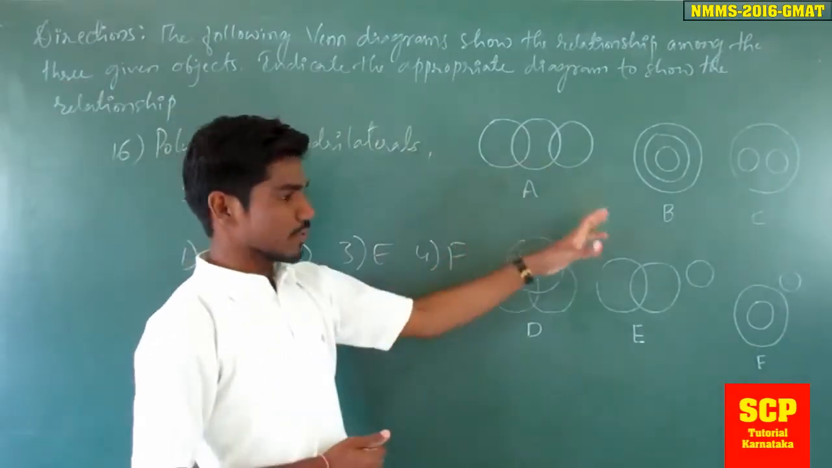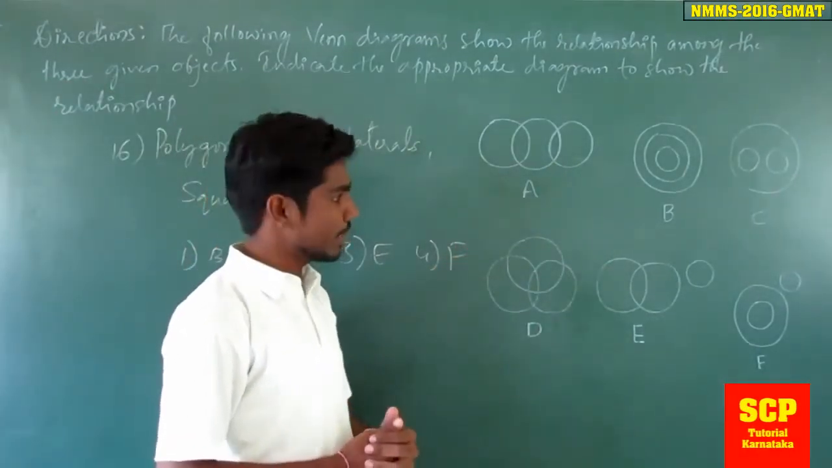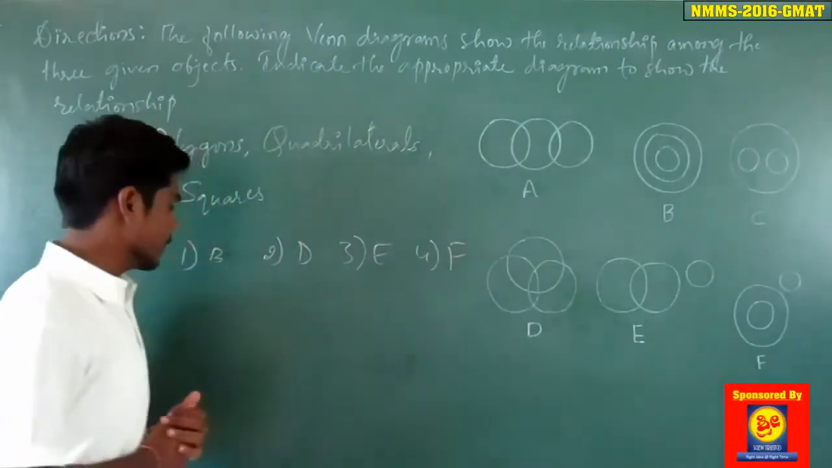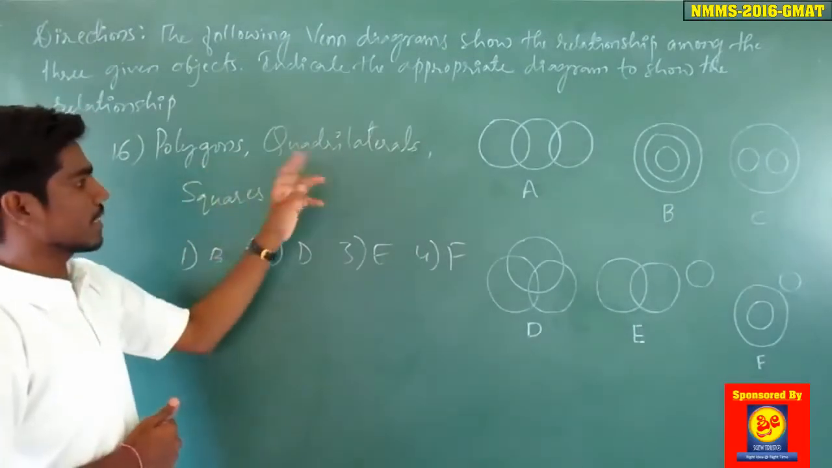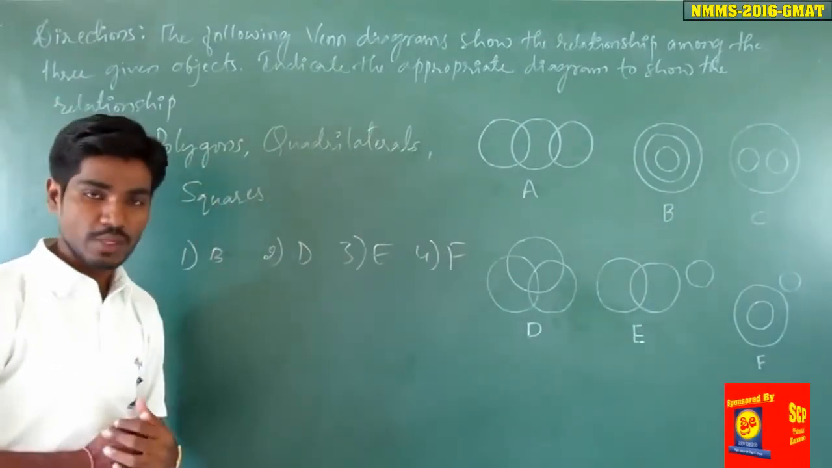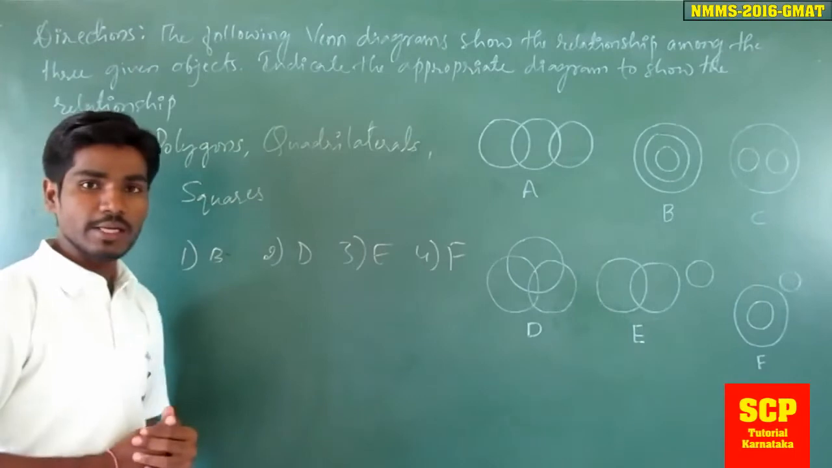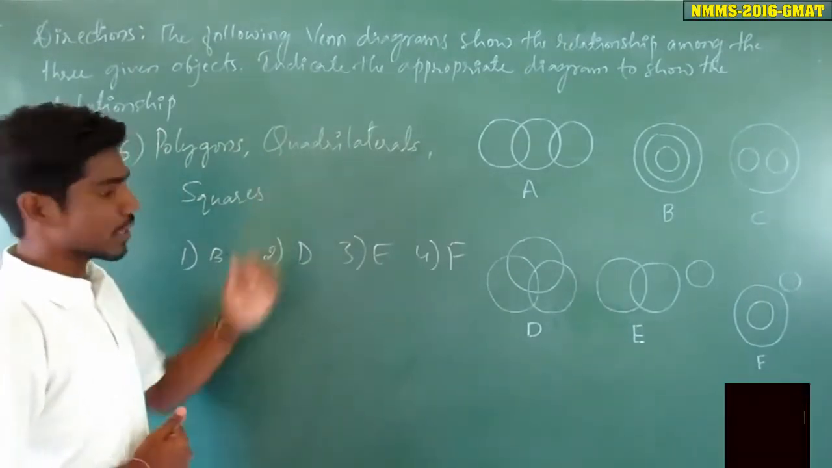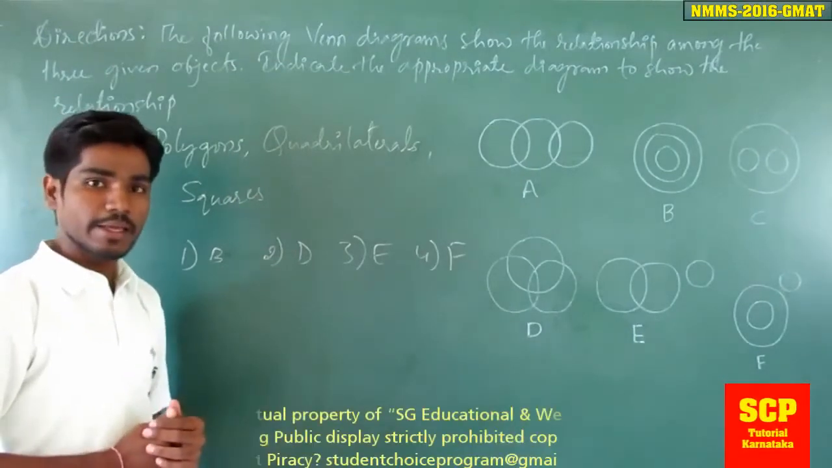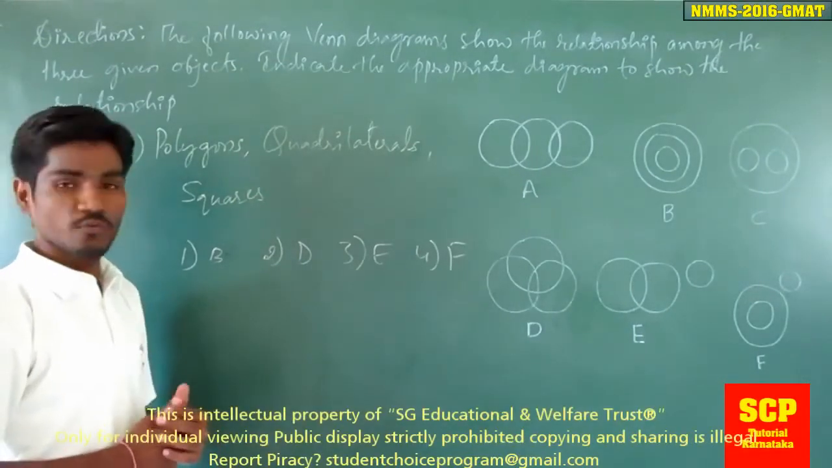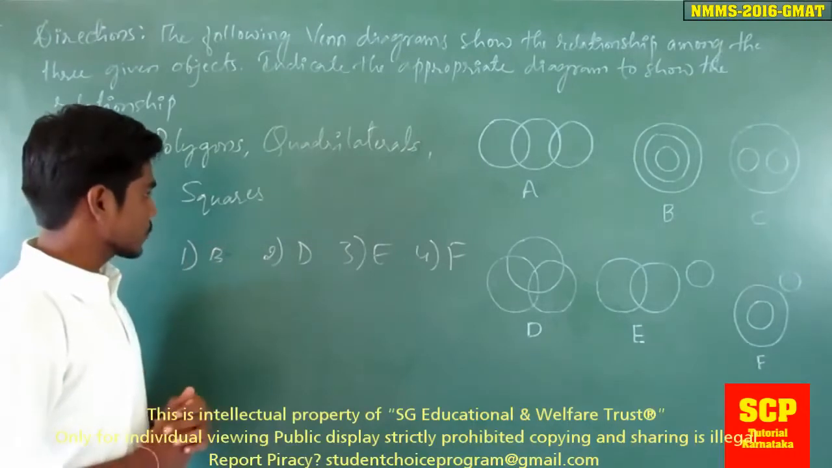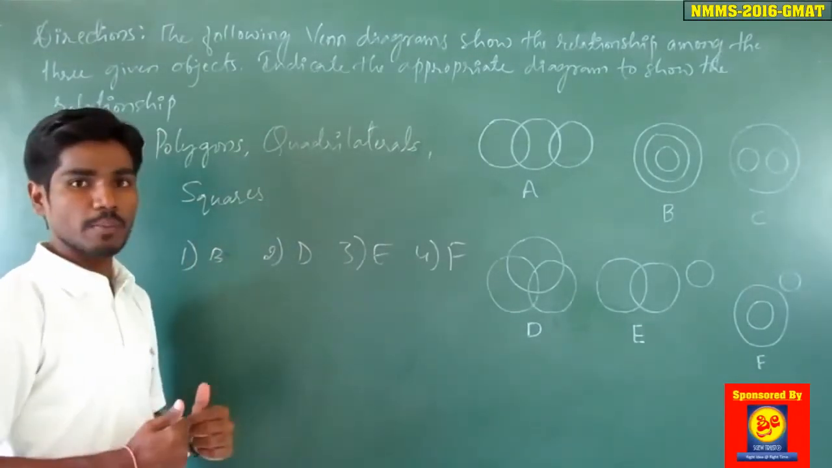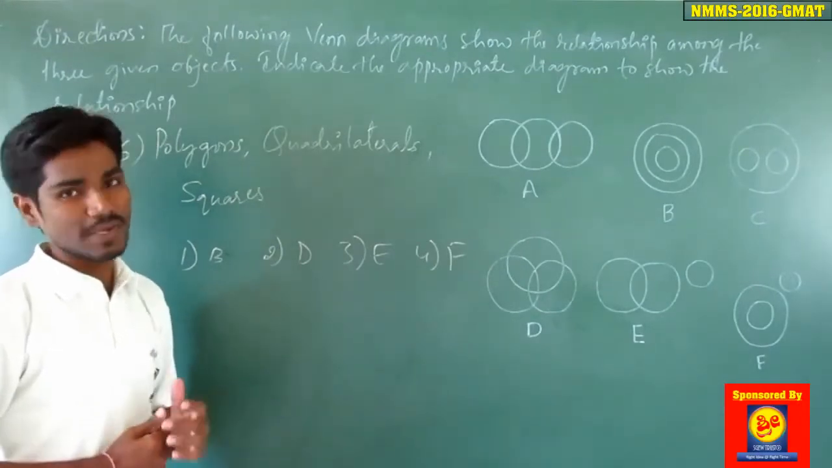Friends, here are some of the Venn diagrams given. We have to indicate the appropriate Venn diagram for the given question. Okay. The given question is polygons, quadrilaterals and squares. Friends, polygon is nothing but a closed plane formed by straight sides, whereas quadrilaterals are nothing but again closed planes formed by four sides. Squares are nothing but the special quadrilaterals. That means the squares again formed by a closed planes but having equal sides.